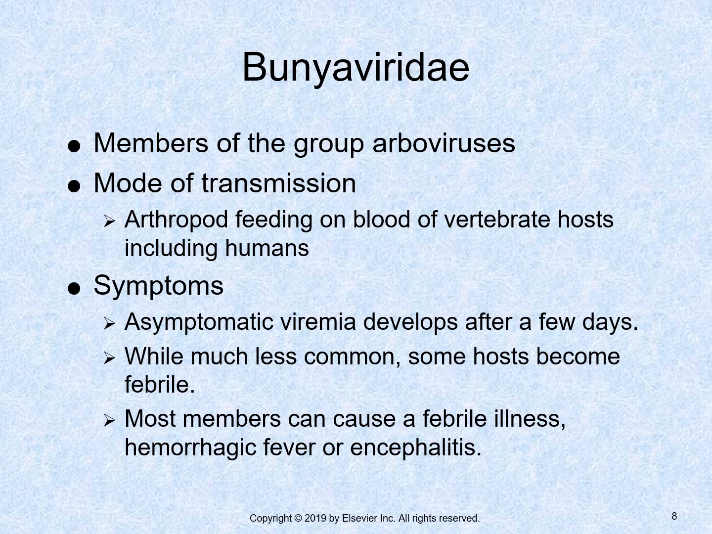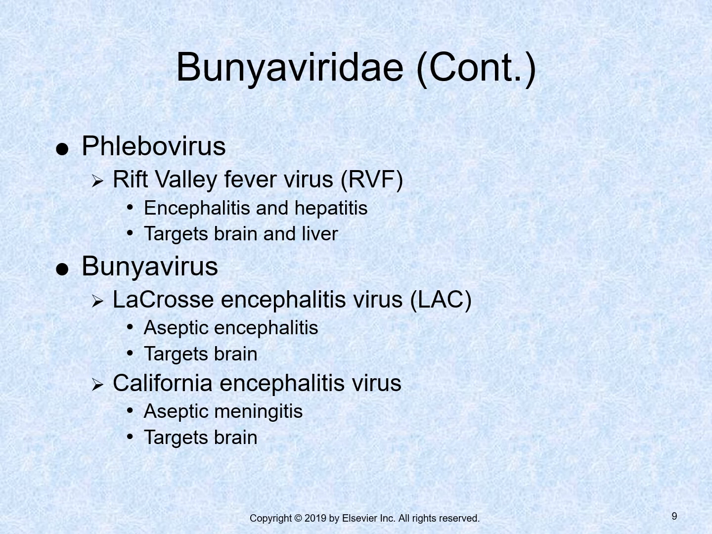Most members of the family Bunyaviridae cause a febrile illness, hemorrhagic fever, or encephalitis. Rift Valley fever virus, a phlebovirus, causes encephalitis and hepatitis, and the virus specifically targets the brain and liver. La Crosse encephalitis virus and California encephalitis virus, members of the Orthobunyaviruses, can cause aseptic encephalitis and aseptic meningitis, respectively. Both of these viruses target the brain.